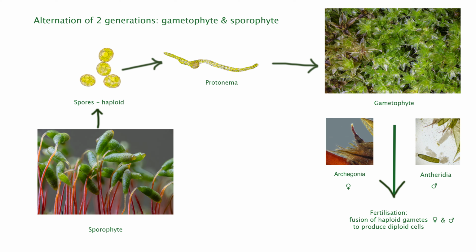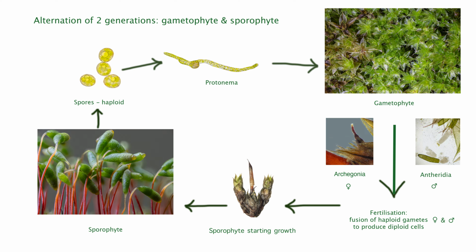Fusion of male and female haploid gametes produces a diploid cell called a zygote. From this zygote grows a new diploid sporophyte, which is dependent upon the gametophyte. We see the sporophyte as a stalk bearing a capsule, growing from the gametophyte.